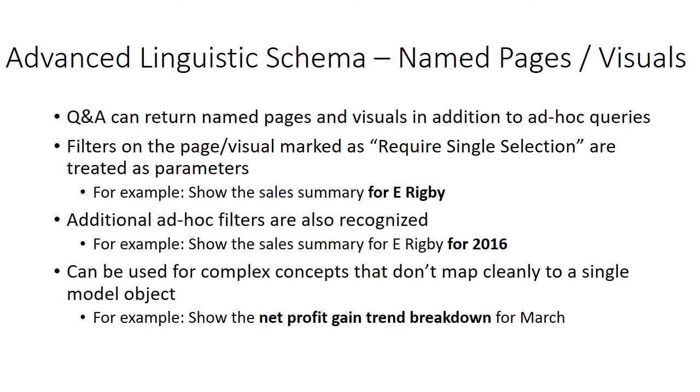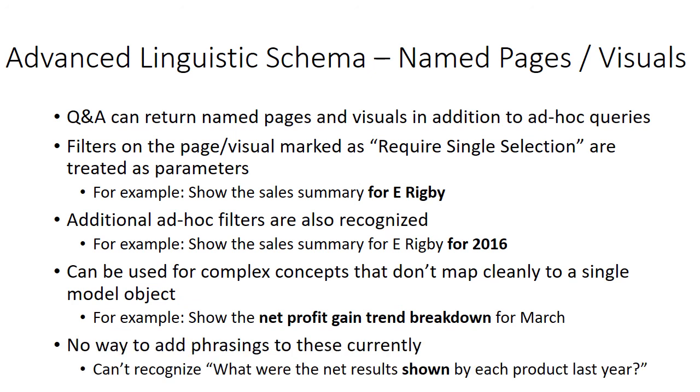This feature is most useful for cases where you have a complex concept or related set of visuals that your users commonly refer to, but that don't map directly to a single database object. Note that there's currently no way to add phrasings for this type of entity, so Q&A can't be taught to recognize questions like, "What were the net results shown by each product last year?"